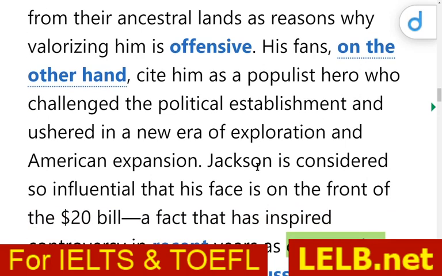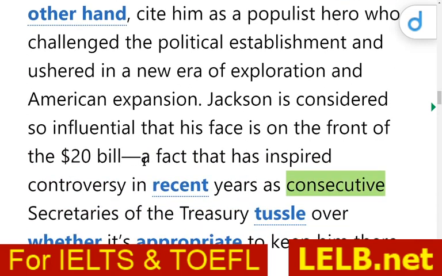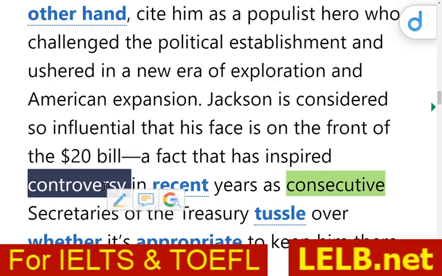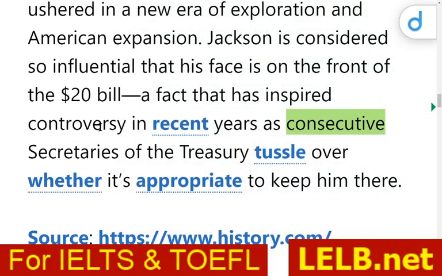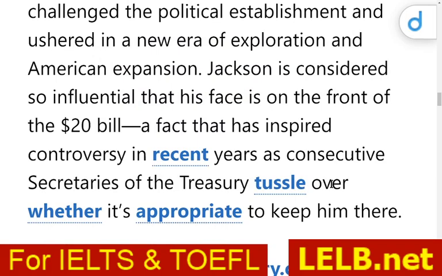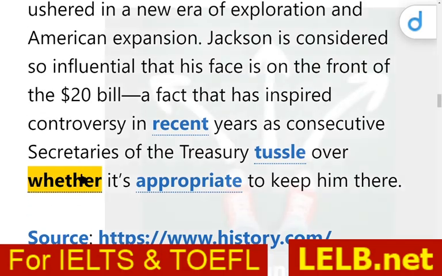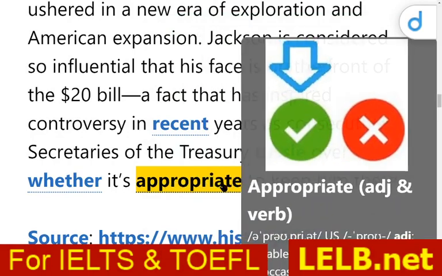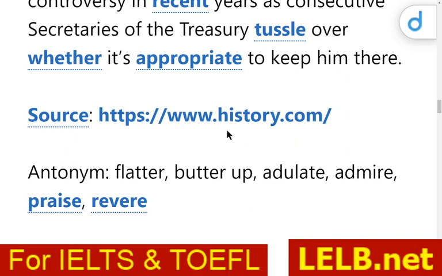American expansion. Jackson is considered so influential that his face is on the front of the $20 bill, a fact that has inspired controversy, or argumentation or dispute, in recent years as consecutive. Consecutive means coming one after another. Successive, in succession. Secretaries of the Treasury tussle. Tussle means to have a fight or struggle with. Grapple, do you remember? Over whether it's appropriate or good to keep him there. And the source is from history.com.